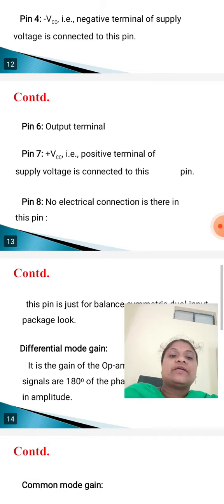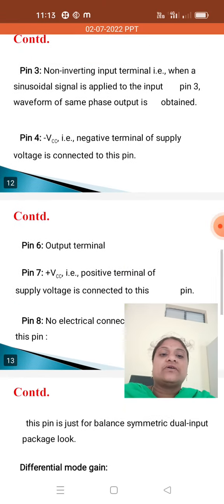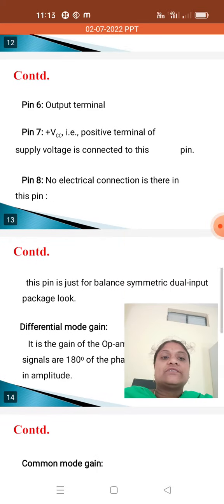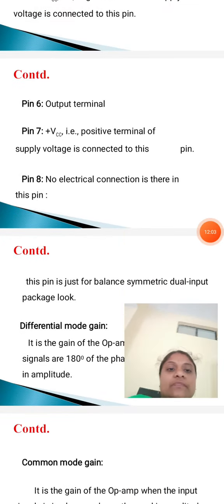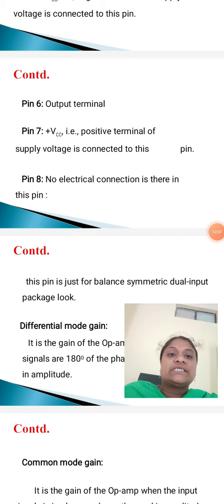What about pin 5? Pin 1 and pin 5 are both connected to offset null. Okay, and next, pin 6. Pin 6 is connected to the output terminal.